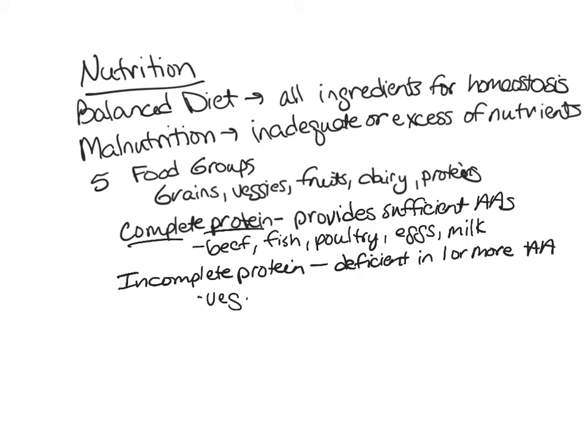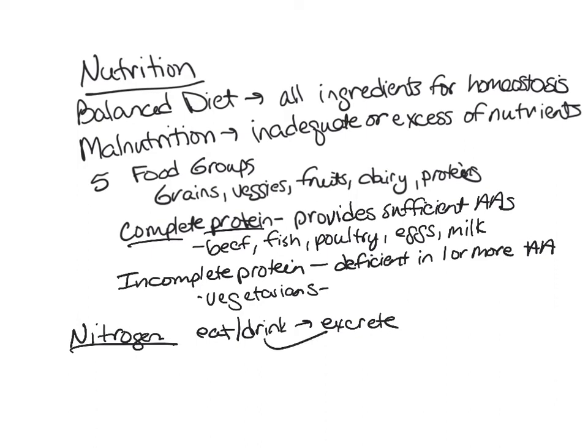So sometimes vegetarians, they have a diet that's restricted to grains and veggies and fruit. They might have a diet with incomplete proteins. Nitrogen is an atom that we look at in our balanced diet. And so the amount of nitrogen that you eat or bring in through what you eat or drink should be the same amount of nitrogen that you excrete. And if they're the same amount, that means that you are in nitrogen balance.